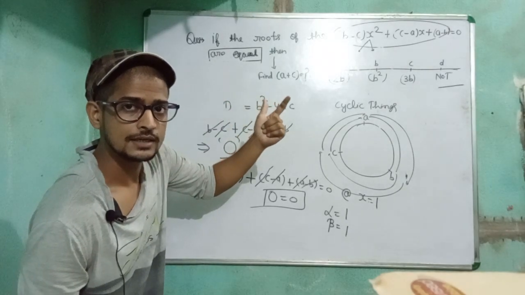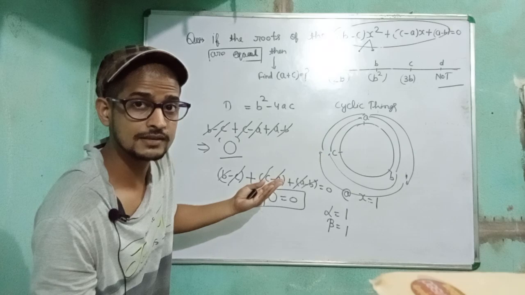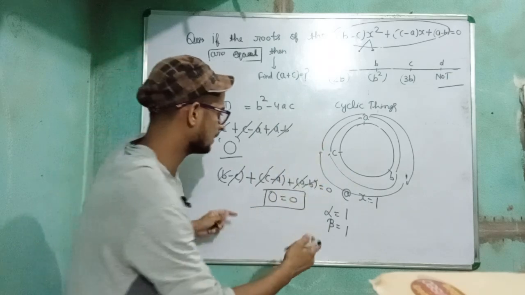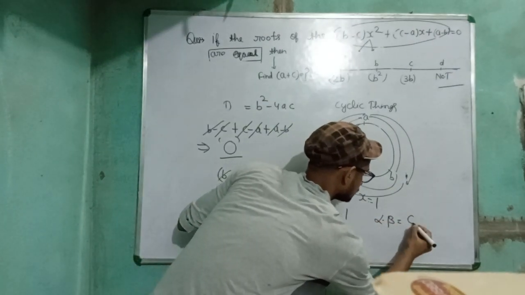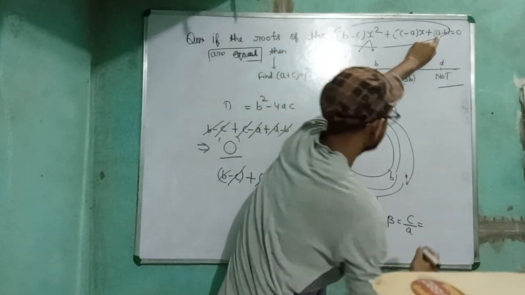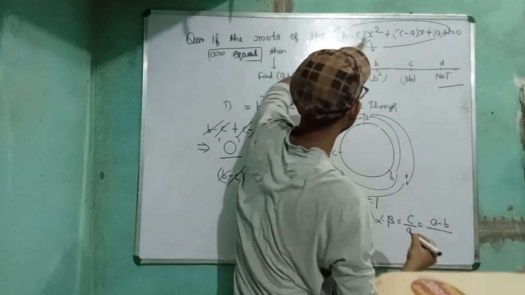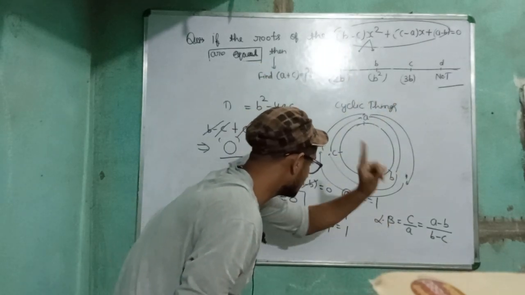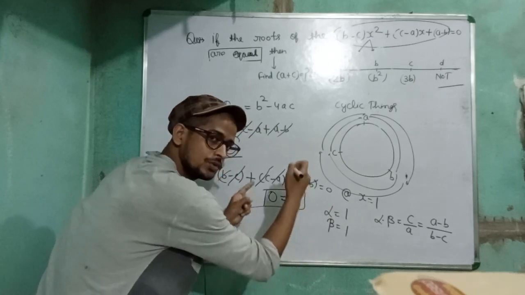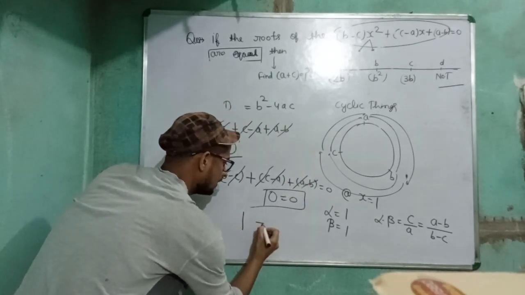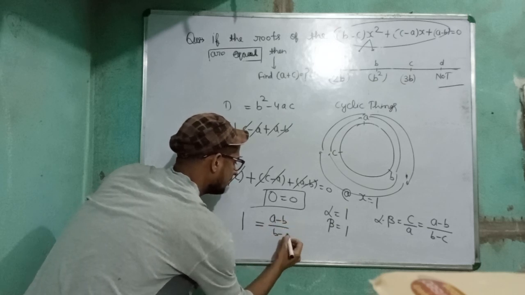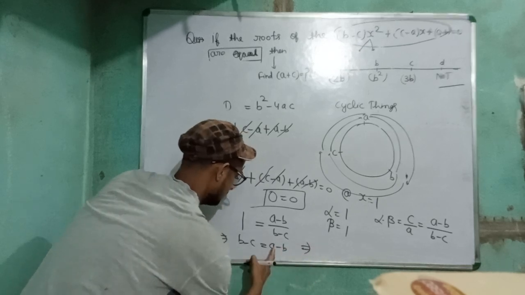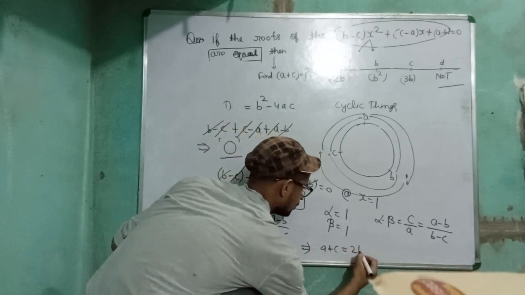So just by using the theory of equations, what is the theory of equations in a quadratic equation? Sum of the roots and product of the roots. Just use the product of the roots. Alpha into beta is equal to C by A. What is C over here? A minus B. What is A over here? B minus C. And what will the product come out to be? That is 1 into 1, that is 1. So I am writing over here due to the lack of space. So alpha beta is equal to 1 and A minus B is equal to B minus C. Now B minus C is equal to A minus B. This implies A plus C is equal to 2B.